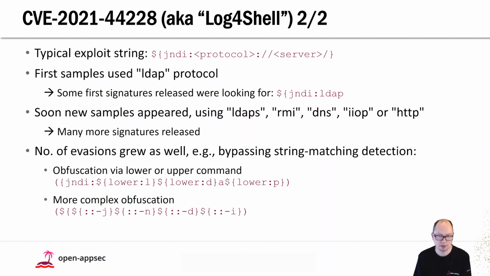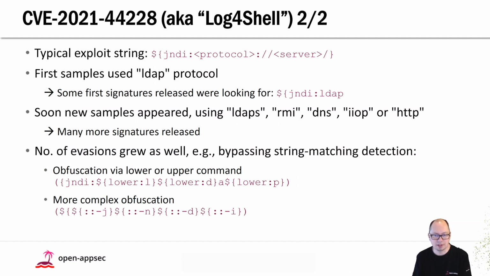So they used the secure version of LDAP, LDAPS, and RMI, DNS, IIOP, HTTP, so many more protocol variations. And this led again to many more signatures being created, where for each of them, once the signature is there, it takes time to actually update your solution, or it might be done automatically on a nightly basis. But every single new sample and exploit causes another vulnerability window, as I've shown in the beginning, that needs to be closed again. And at the same time, the number of evasions also grew continuously.